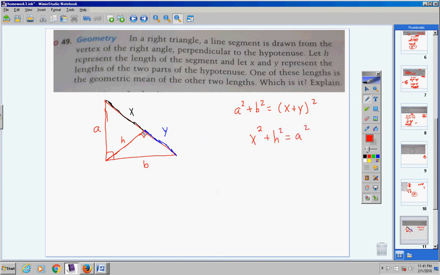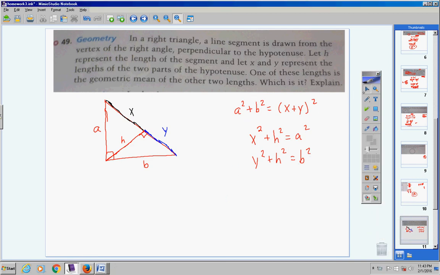Now, let's take a look at the smaller triangle here. This is also a right triangle, isn't it? Sure, there's a right angle right there. So this is my leg, H. This is my leg, Y. And this is my hypotenuse across from the right angle. This is my hypotenuse, B. So I could say H squared plus Y squared equals B squared. Alright, so let's go ahead and write that down. And now we have Y squared plus H squared equals B squared.